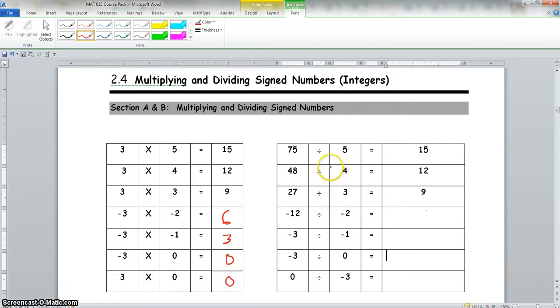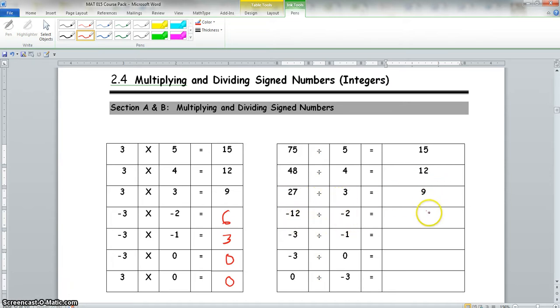Now we come here to division. It's the same rule as multiplication. Whenever you divide two factors that have the same sign, your answer is going to be positive. So we have 75 divided by 5, which is positive 15, 48 divided by 4, which is positive 12, and 27 divided by 3, which is positive 9.